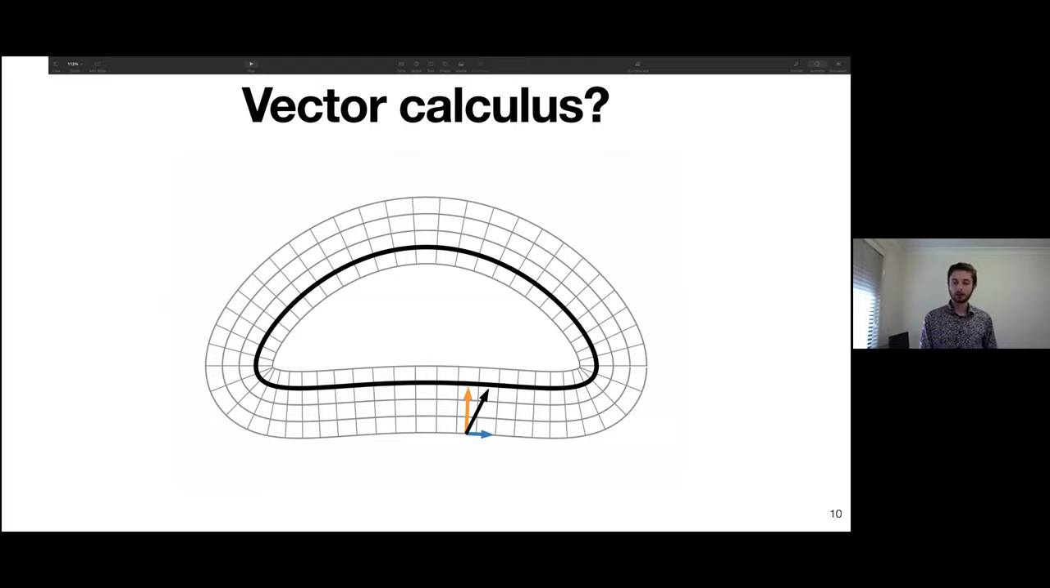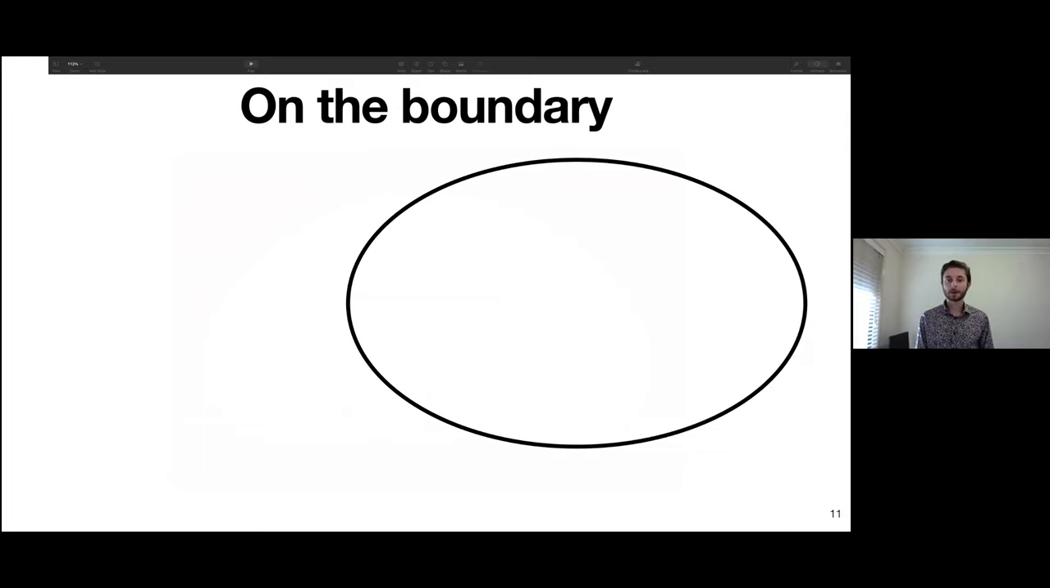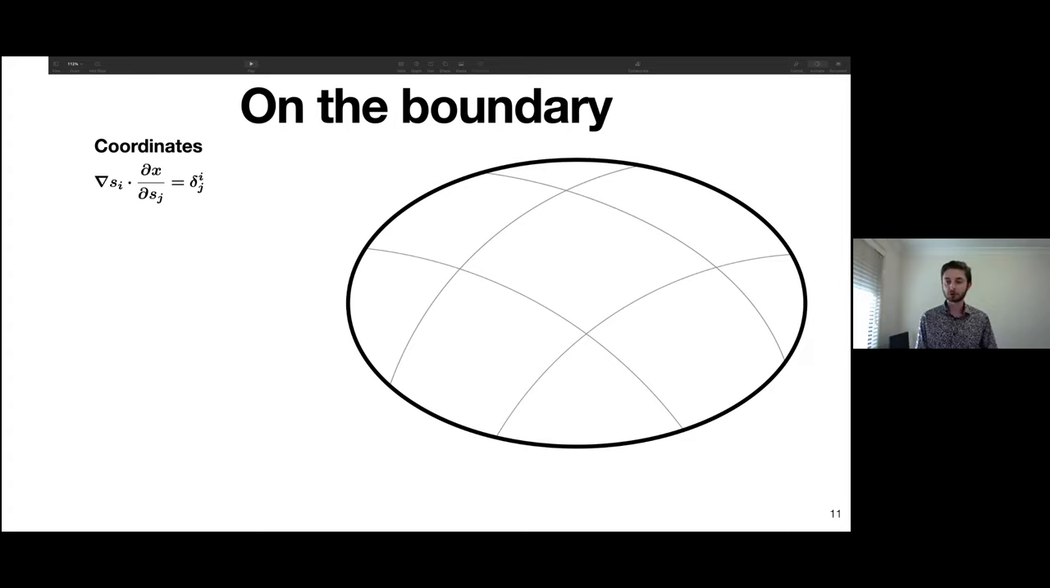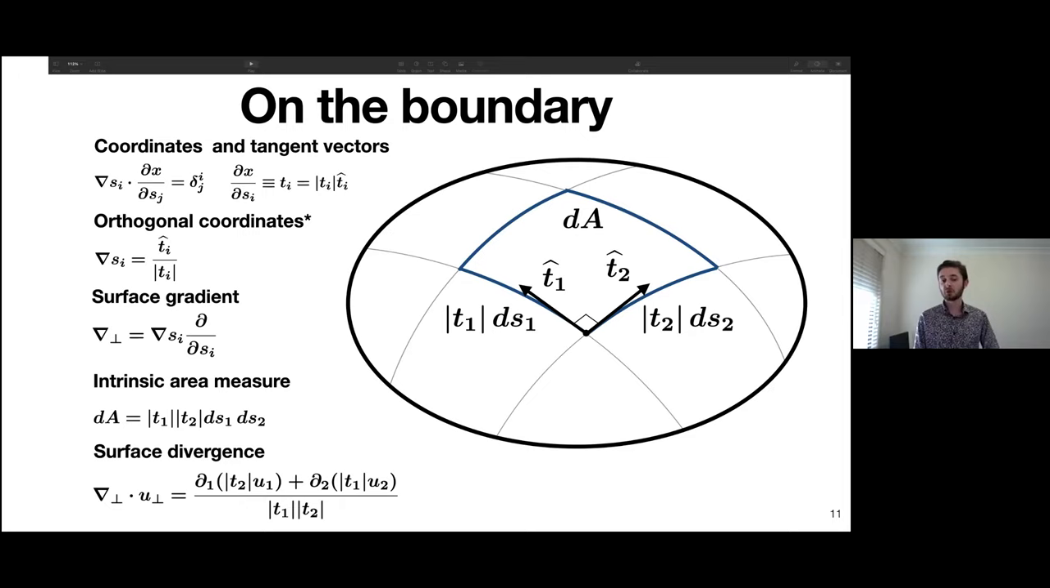It breaks down in three stages again. First, understand the boundary. We do that using standard surface differential geometry. So put on your coordinates. This gives you tangent vectors. We can normalize them. We can also set them to be orthogonal. Once we've got that, we can take gradients on the surface. We can do integration on the surface. That's fine. We can even take divergences using integration by parts. All very straightforward. Then we need to understand the normal to this boundary.